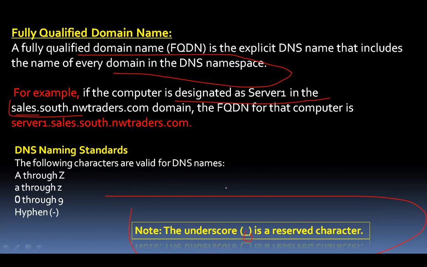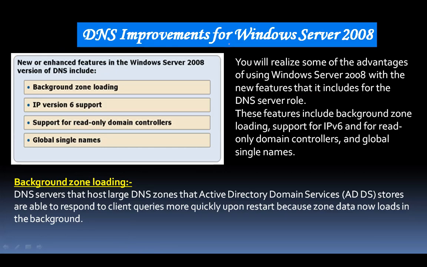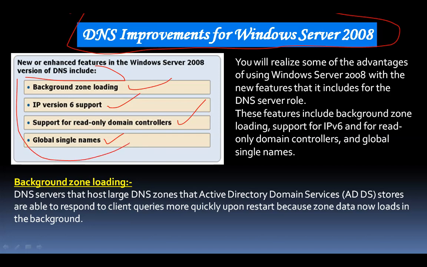Next question: DNS improvements for Windows Server 2008. When Windows Server 2008 came, there were a few improvements. The new or enhanced features in Windows Server 2008 are background zone loading, IP version 6 support, support for read-only domain controller (RODC), and global single name. These were not available in previous versions of the server.